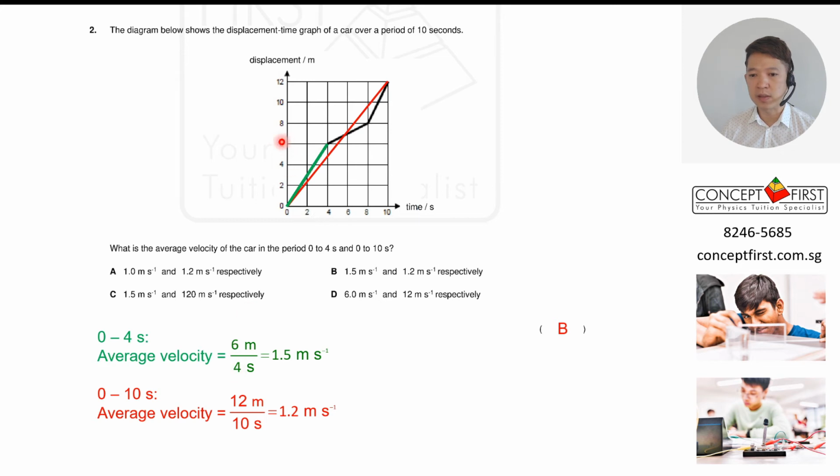So the change in displacement for 0 to 4 is 6. The time taken is 4. For 0 to 10, the change in displacement starts from position 0, all the way to 12, right here. Divide by 10 seconds. B.